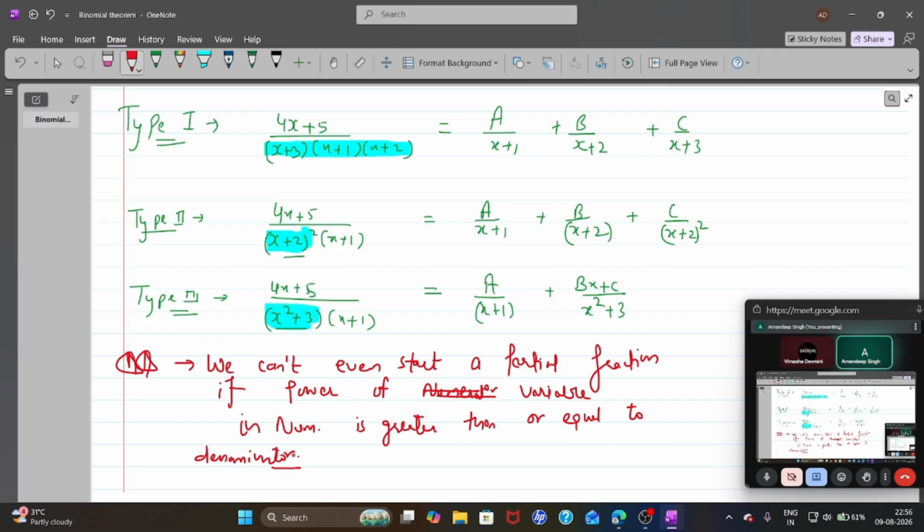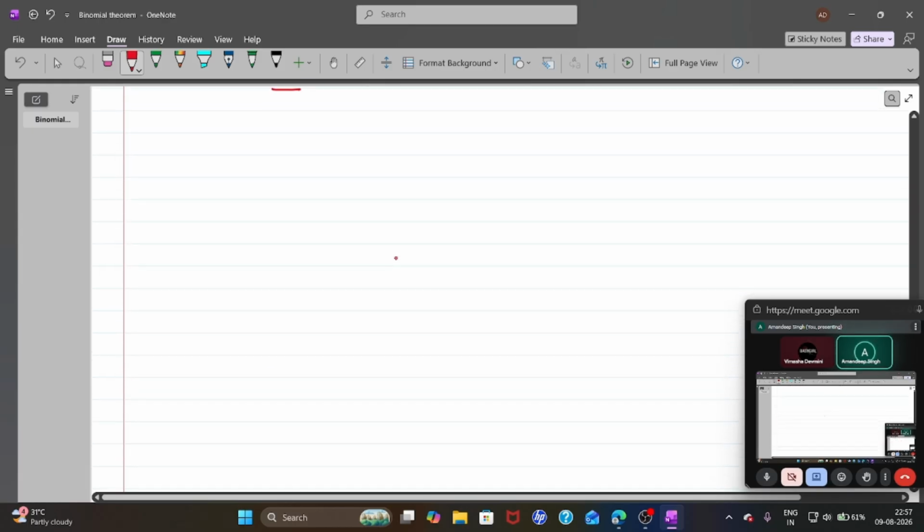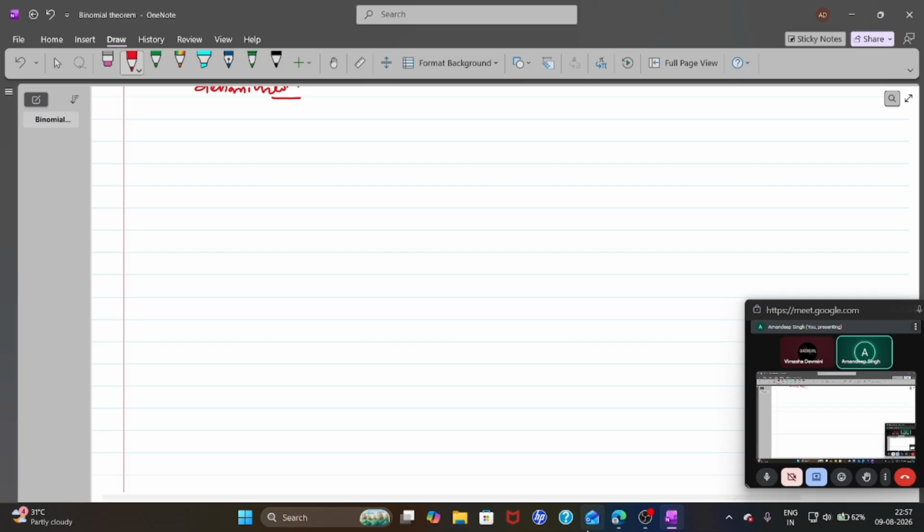But they can be equal, right? The power. No, the power cannot be equal at all. If the power is equal, we can't apply the partial fraction. In type one, the power is the same, no? No, power is not the same. You can see the overall power in the denominator is 3, if we collect all the terms, but in numerator we have 1. Okay. So now one by one we discuss all the types in detail.